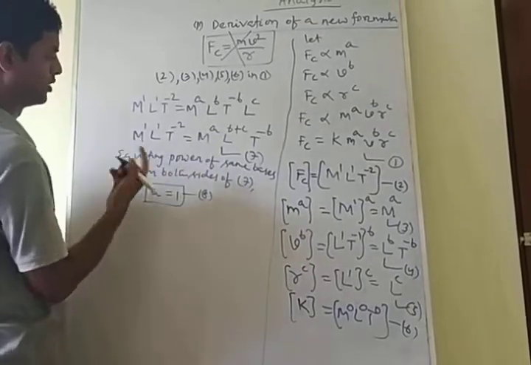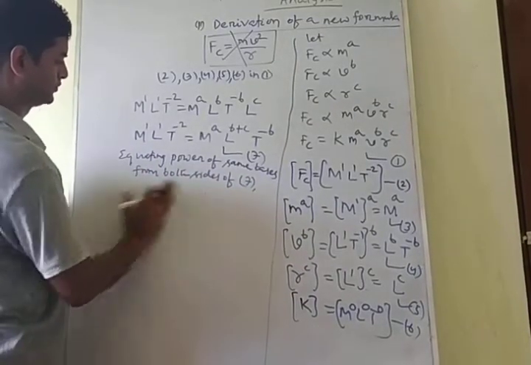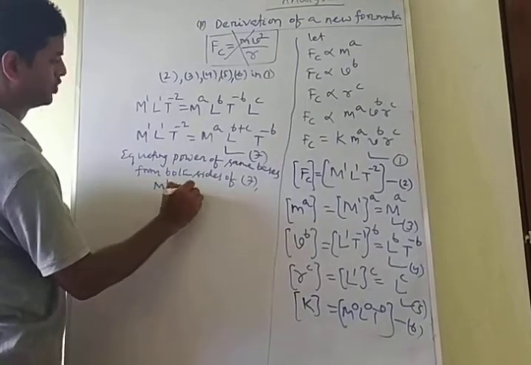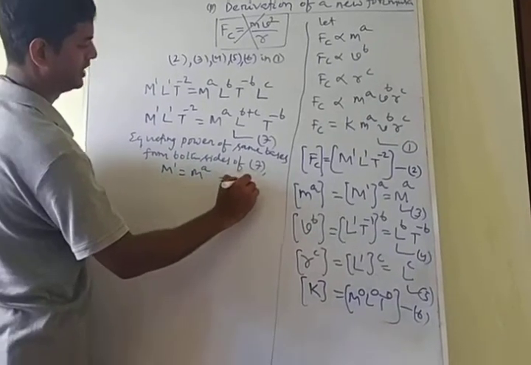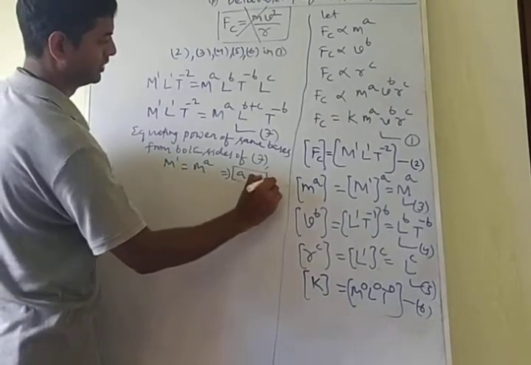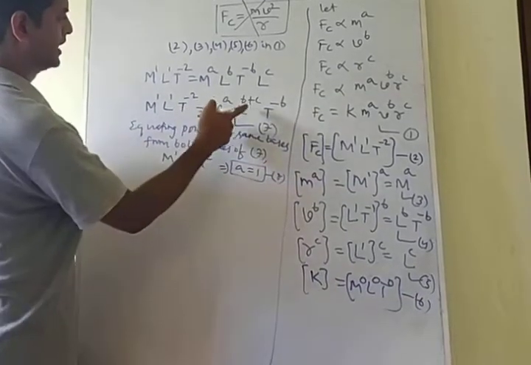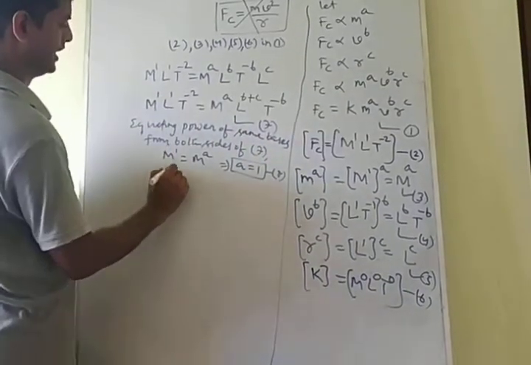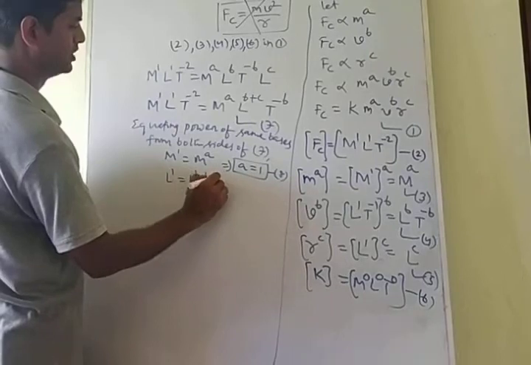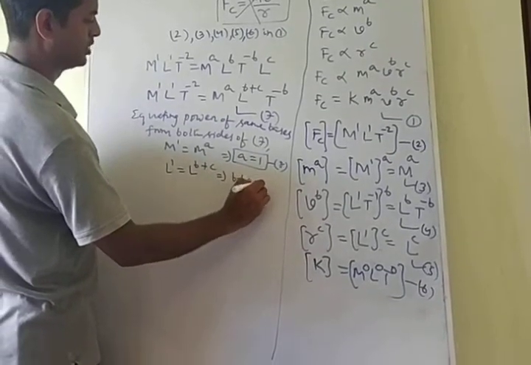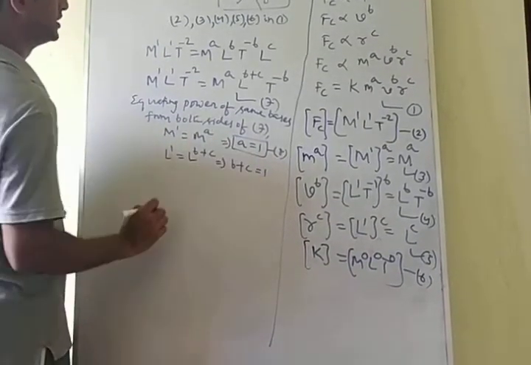Because M to the power 1, okay, I am writing. M to the power 1 equal to M to the power A implies A equal to 1. Equation 8. Similarly, I can write L to the power B plus C. L to the power 1 equal to L to the power B plus C. So B plus C equal to 1. Okay, keep as it is.